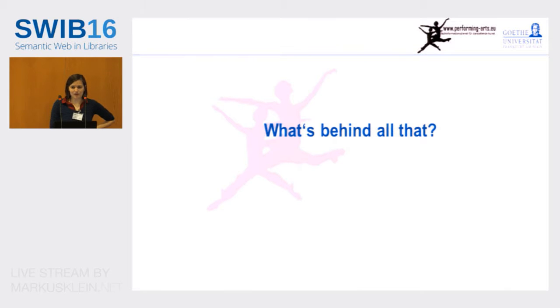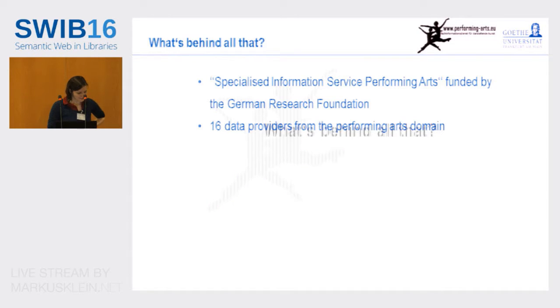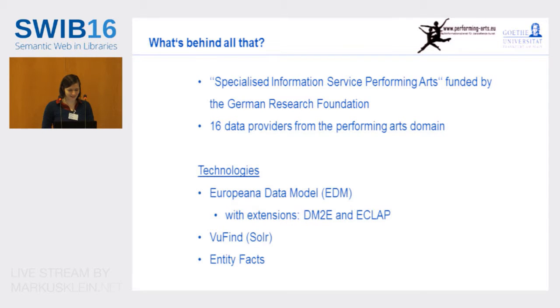So what's behind all that, the interesting part? At the moment, we have 16 data providers, but there are more to come from the performing arts domain. It's especially the German-speaking community at the moment, so Germany, Switzerland, and Austria. The institutions range from museums and archives to libraries, where I'm from, for example.